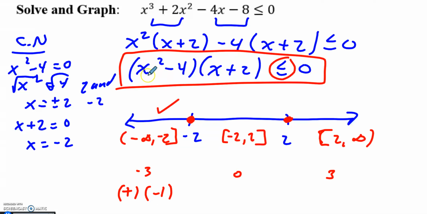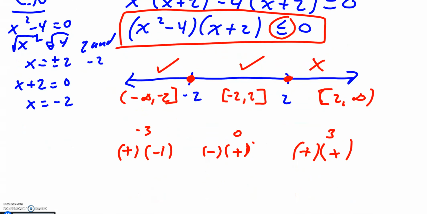If I plug 0 in here, that would be 0 squared minus 4, so I'd have a negative answer. If I plug 0 in here, 0 plus 2, I'd have a positive answer. Negative times positive is a negative. A negative is less than 0, so this interval works. If I plug 3 in here, that would be 3 squared minus 4. That would get me a positive answer. 3 in here also gives me a positive answer. Positive times positive is a positive. Is a positive less than or equal to 0? No. So this time, two intervals that are next to each other worked.